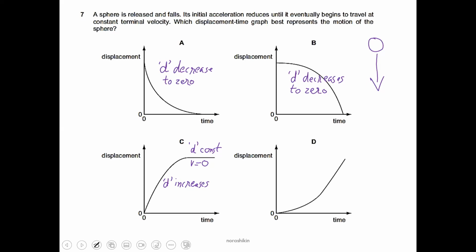How can I say velocity becomes zero? Sir, it's because the displacement line becomes horizontal. Yes, the line doesn't move. When a line becomes horizontal, it means the gradient is zero. And in the other option, displacement increases and then, how can I say velocity is constant? Because the line has a constant gradient.